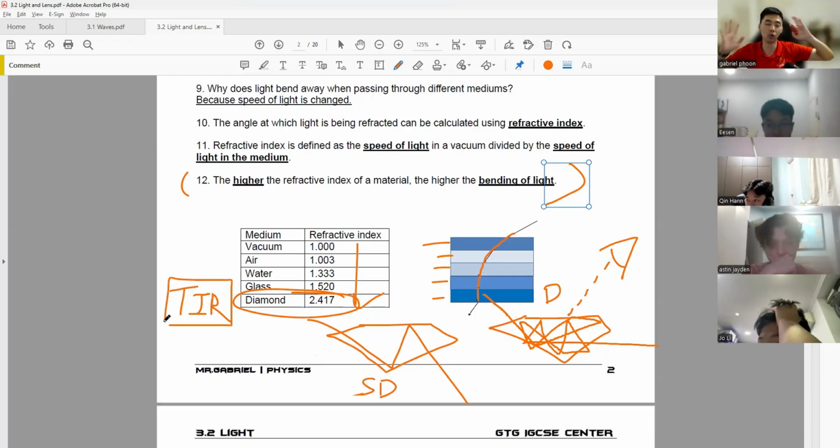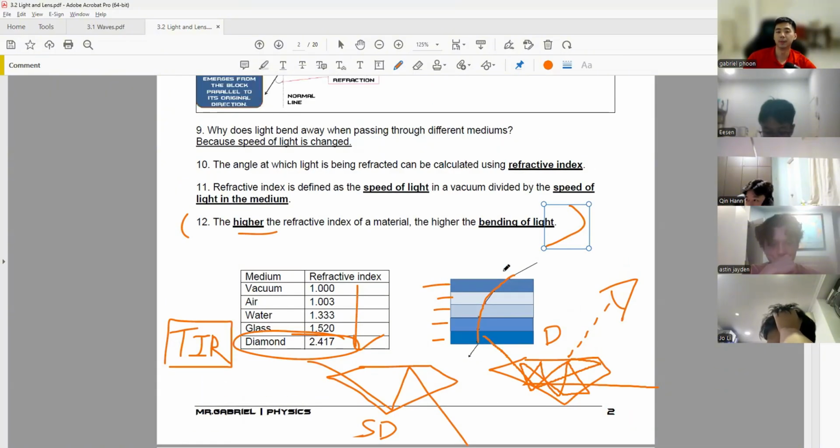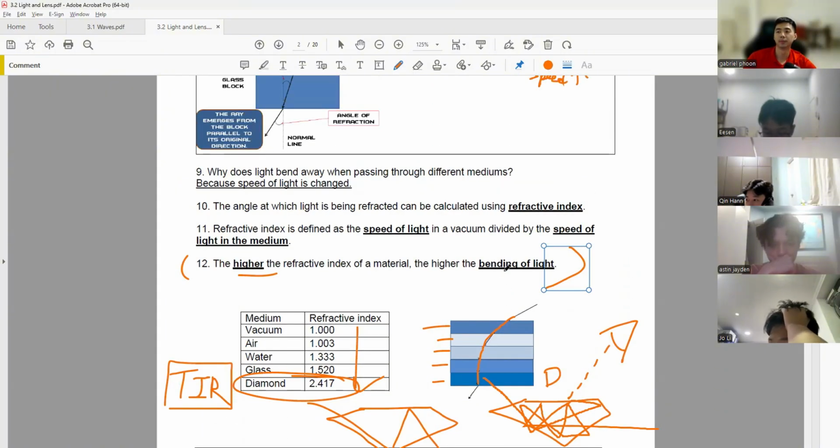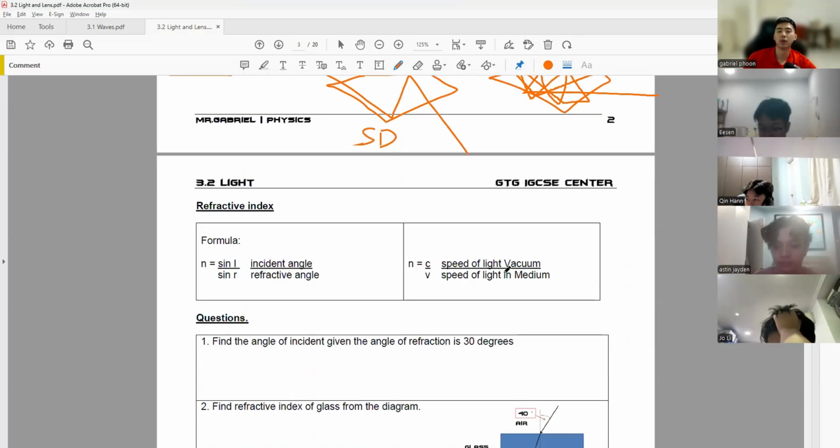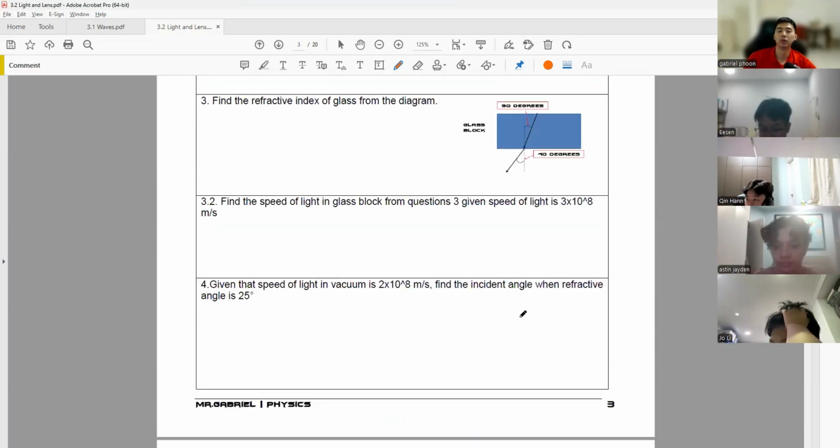Okay, for now, you need to know that the higher the refractive index, the more the light is going to bend. That's all for now. Anyone want to ask me anything? Okay, good. Moving on. Now we're going to do the calculation already.